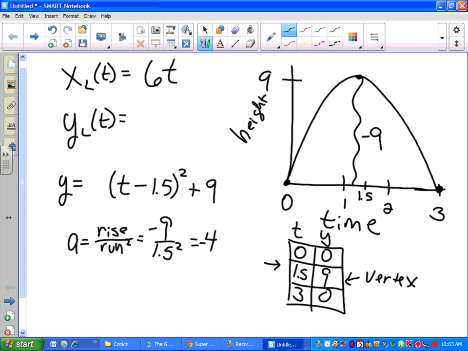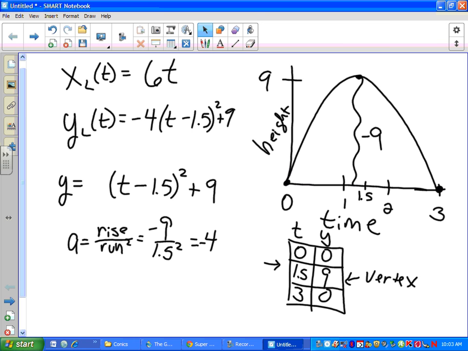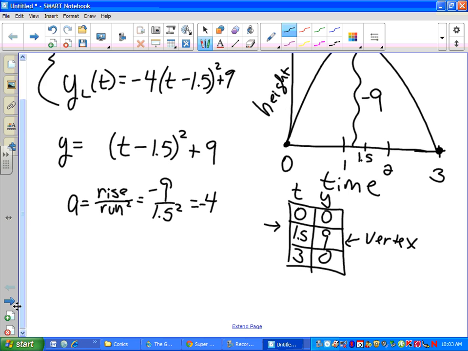Let's go back and put that here. So -4 (T minus 1.5) squared plus 9. So there we have our set of parametric equations for Luigi. Okay, easy enough. Let's go to 6B. That was 6A, if you're wondering. Let's look at 6B.